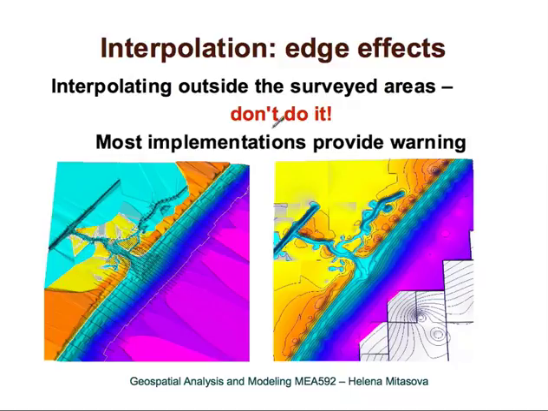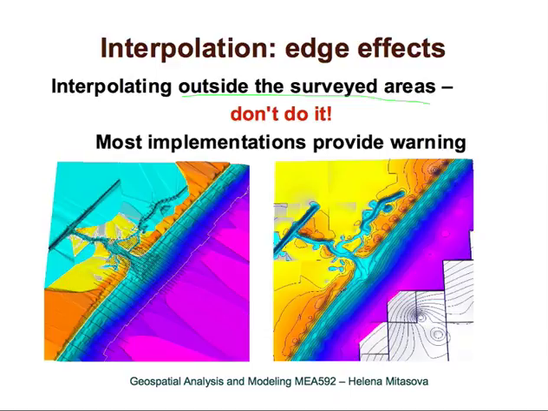And sometimes you may be tempted to interpolate outside of the surveyed areas, and then you can get a lot of different artifacts. Even if the artifacts don't look so bad, the data are not there to support the result. So it is really important to mask out those areas that have not been sampled. For example, this is interpolation by the inverse distance method, and it will compute the results even in the area where you don't have any data, but you can see that the shape is just completely artificial.